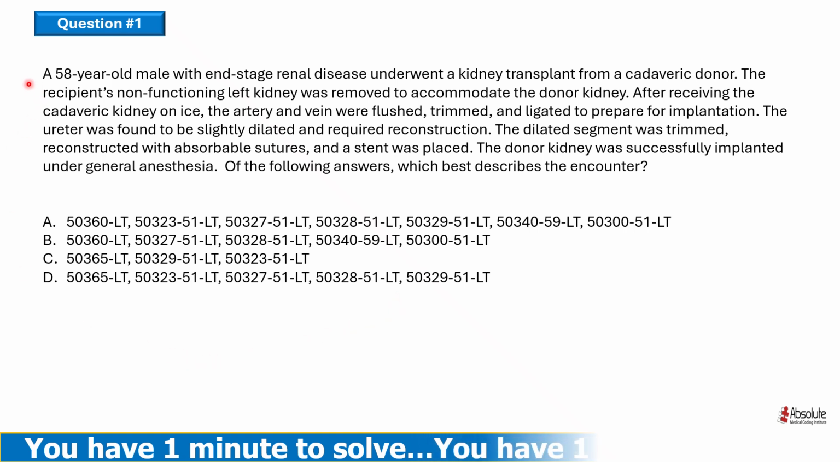A 58-year-old male with end-stage renal disease underwent a kidney transplant from a cadaveric donor. The recipient's non-functioning left kidney was removed to accommodate the donor kidney. After receiving the cadaveric kidney on ice, the artery and vein were flushed, trimmed, and ligated to prepare for implantation. The ureter was found to be slightly dilated and required reconstruction. The dilated segment was trimmed, reconstructed with absorbable sutures, and a stent was placed. The donor kidney was successfully implanted under general anesthesia.